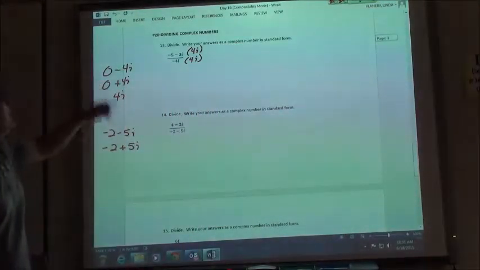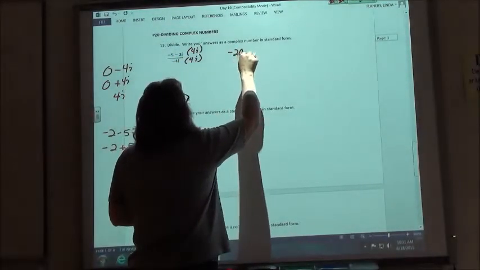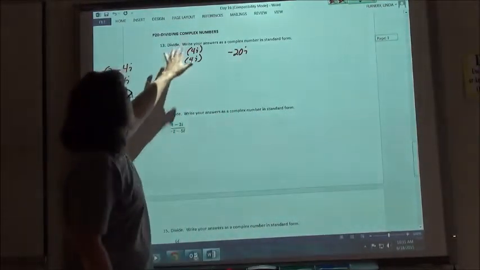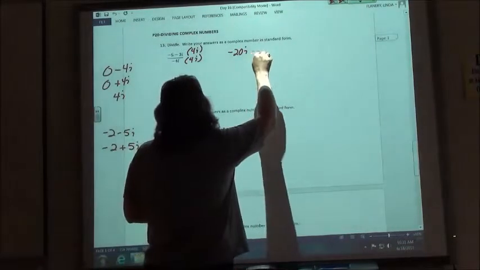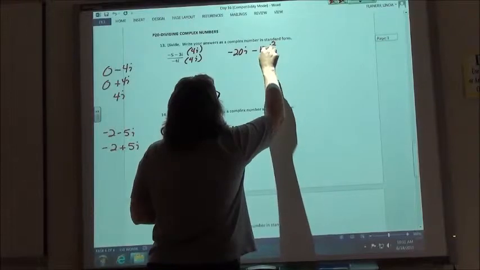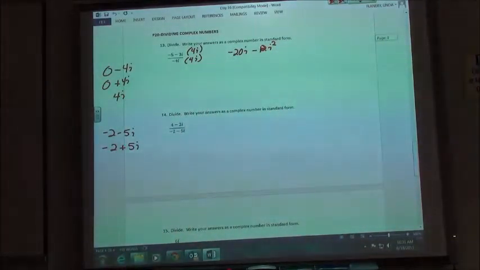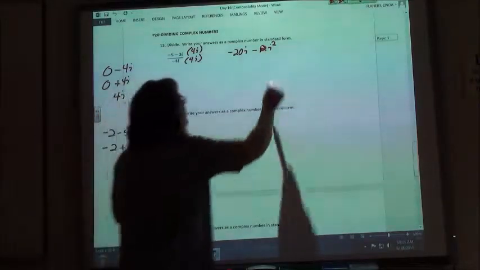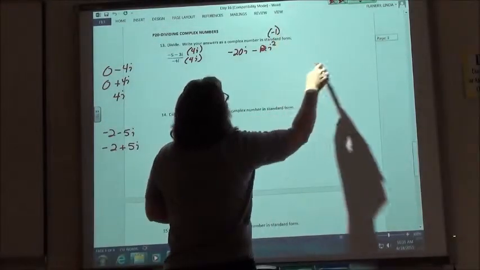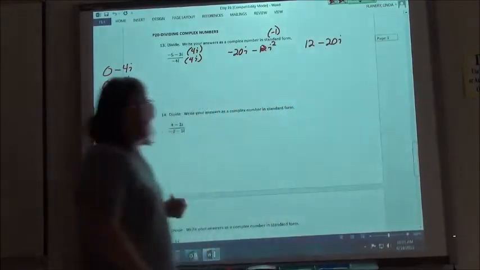So distributing on the top, negative 5 times 4i would be negative 20i. Negative 3i times 4i would be negative 12i squared. Since I have that i squared, I can put in my negative 1, and I'm going to have 12 minus 20i, since I want it in standard form anyway.